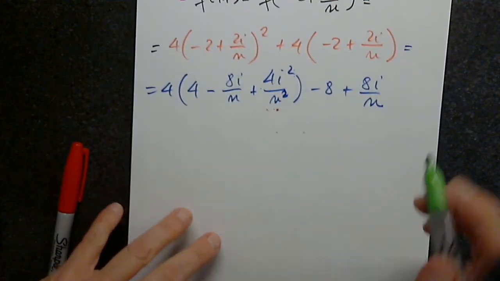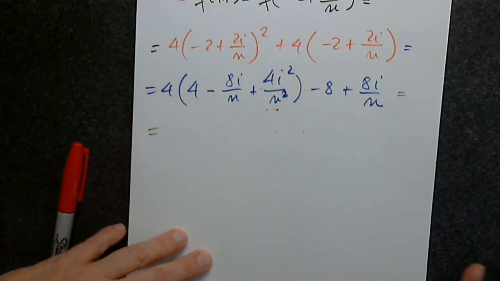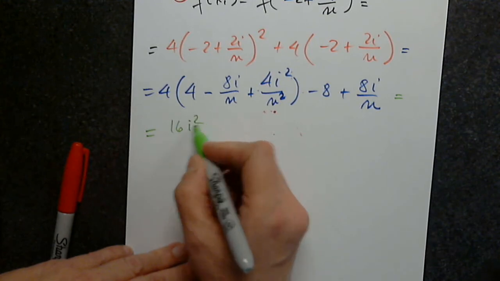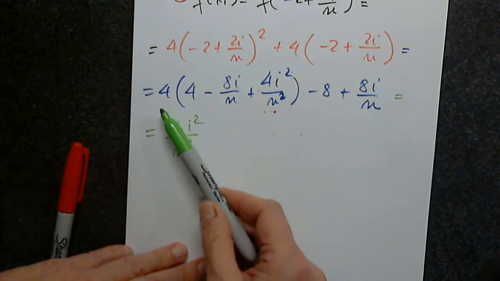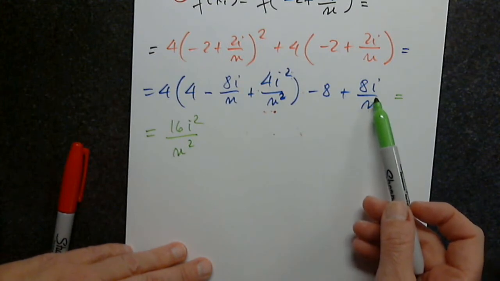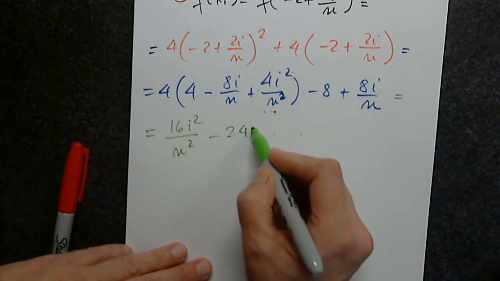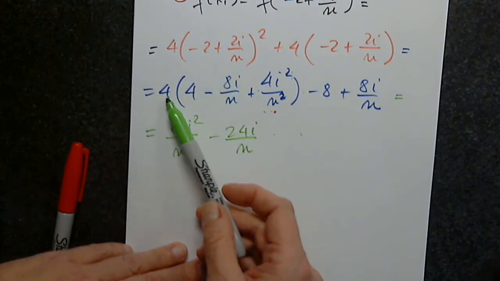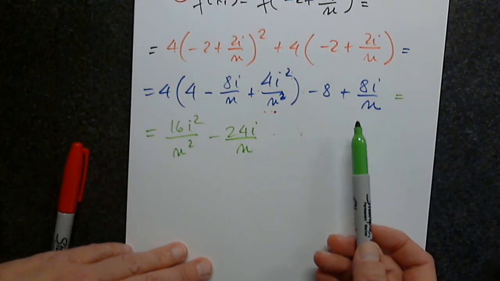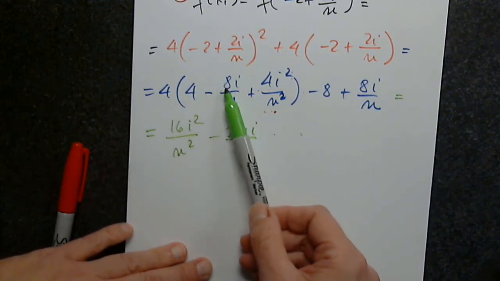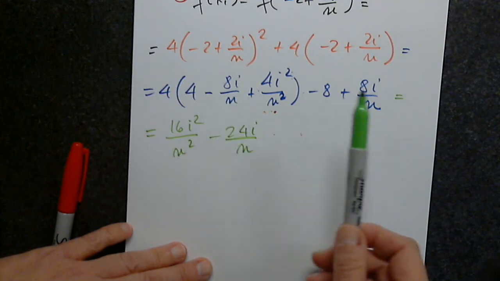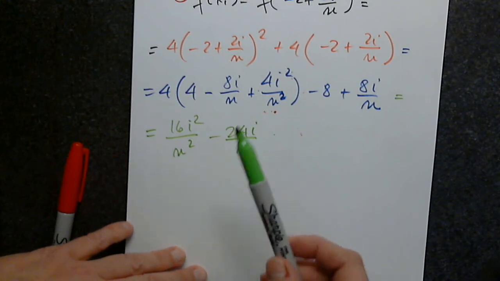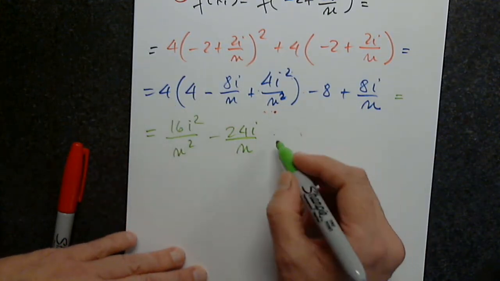Good, so now I still have to distribute and combine like terms if I can, in descending order. So plus 16i squared over n squared, and this is minus 32 plus 8, minus 24i over n, right? 4 times 4 is 16, and it's the only term with i squared. And 4 times negative 8 is negative 32, negative 32 plus 8 is negative 24i, and then a plus 16 minus 8, which is plus 8.